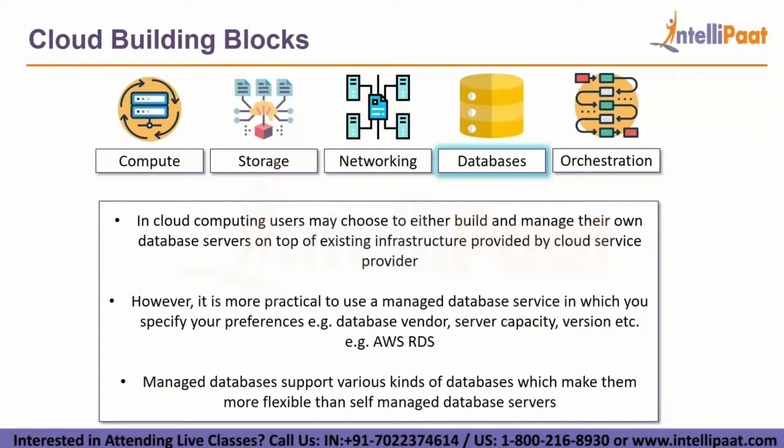RDS stands for Relational Database Service. There are other kinds of services that provide non-relational databases. Even in AWS, there are services that can allow you to do so. Managed databases support various kinds of databases, which make them more flexible than self-managed database servers. So, for instance, if you have a managed database that can support various kinds of databases, it's more flexible for you to use them than you separately managing these servers yourself.